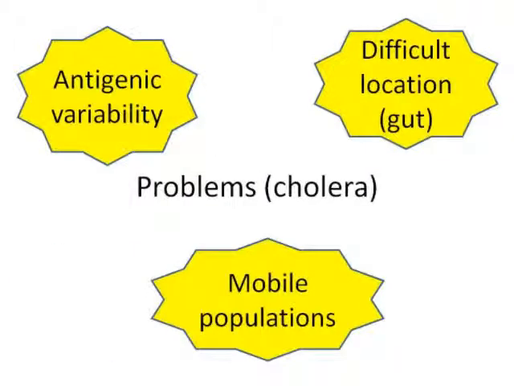Another question could be to do with problems of vaccination. One example would be with cholera. There are three specific difficulties with producing a vaccine for cholera. The first one is antigenic variability. That means the surface antigens on the cholera bacteria change over time through mutation, and that means that a vaccine directed towards a particular antigen could eventually be ineffective.